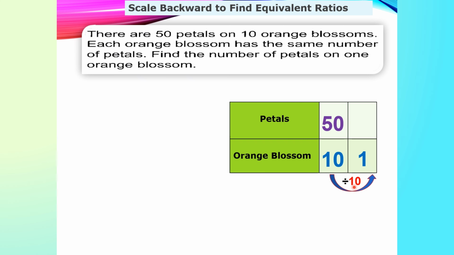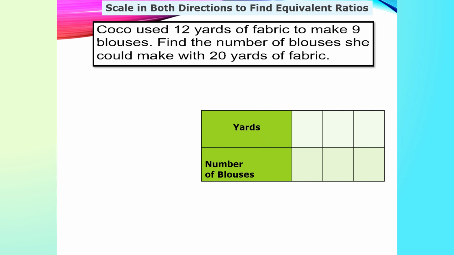So 10 divided by 10 gives us 1. And 50 divided by 10 gives us 5. So for every one orange blossom, we have 5 petals. We will be scaling in both directions. When we scale in both directions, we divide and then we multiply.